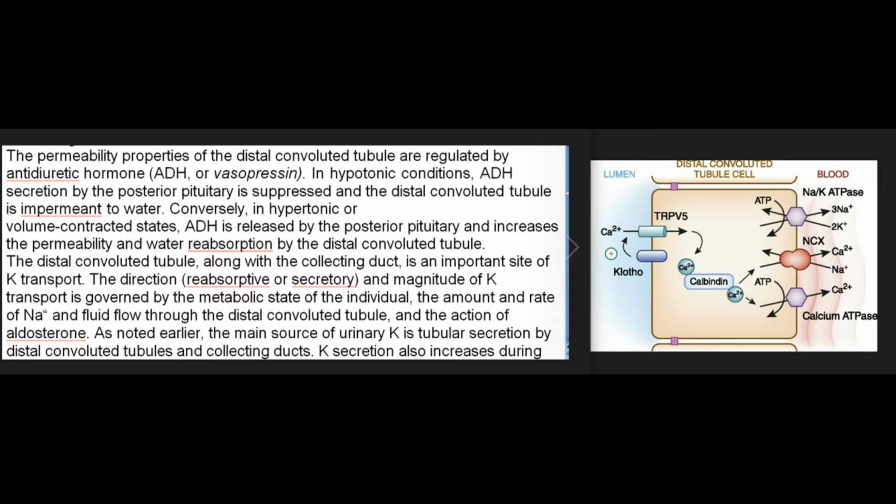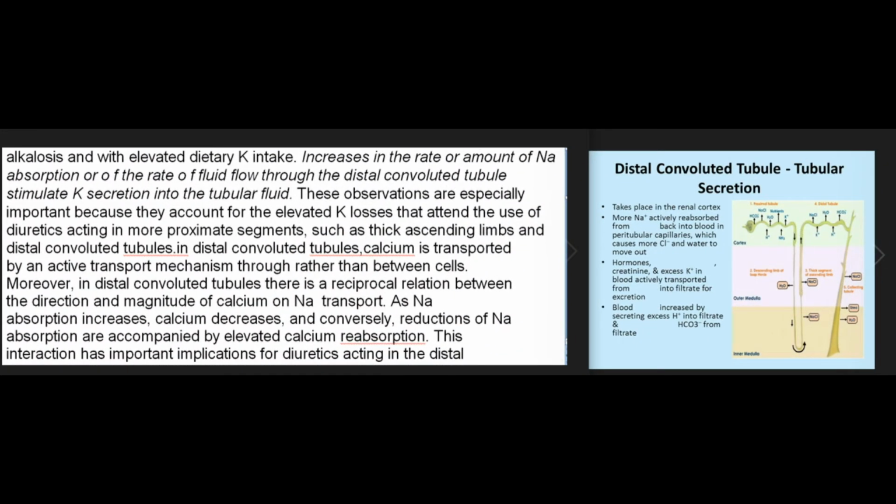The distal convoluted tubule, along with the collecting duct, is an important site of K transport. The direction, reabsorptive or secretory, and magnitude of K transport is governed by the metabolic state of the individual, the amount and rate of Na and fluid flow through the distal convoluted tubule, and the action of aldosterone. As noted earlier, the main source of urinary K is tubular secretion by distal convoluted tubules and collecting ducts. K secretion also increases during alkalosis and with elevated dietary K intake.